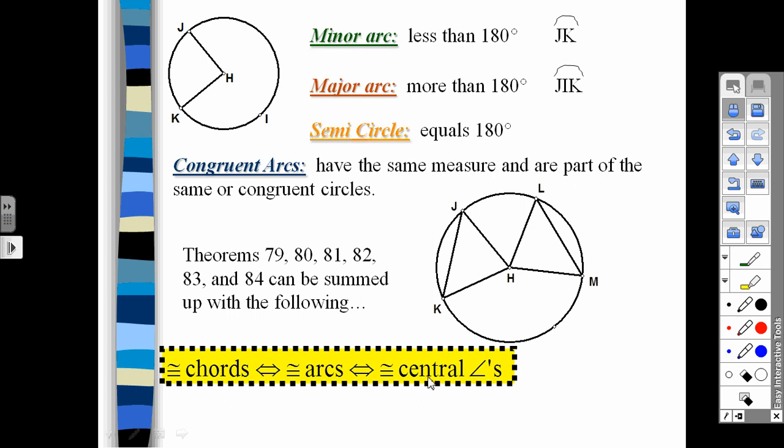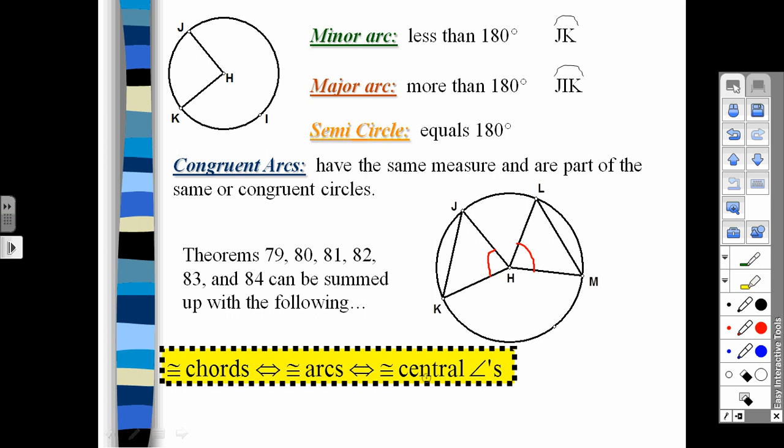And to finish it off, if you know the central angles are congruent, then you can say the arcs are congruent, or you can say the chords are congruent. So basically, any combination of 2 of the 3 of these going in either direction, that's what the arrows mean, in both directions, that you can go either way, holds true. So if we look at our diagram here, say it was given to us that angle JHK is congruent to angle LHM. So that was given to us.